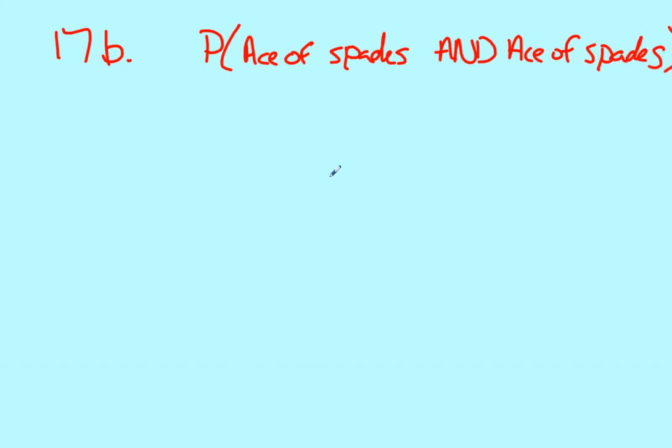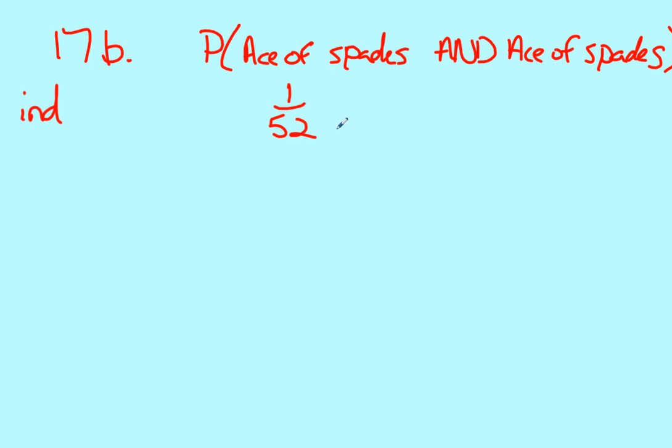Okay, so again, same situation. If we draw 2 cards from the deck, what is the probability both of them will be the ace of spades? And we'll look at it in 2 different ways. So if we say these are independent, we'd say one event doesn't change the other. So we'd say there's 1 ace of spades out of 52.